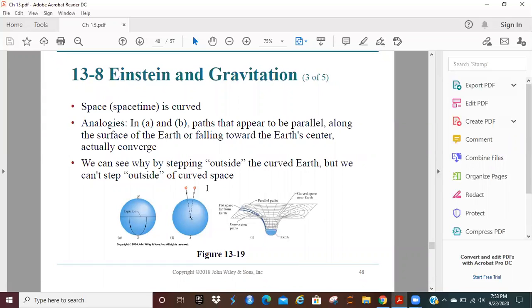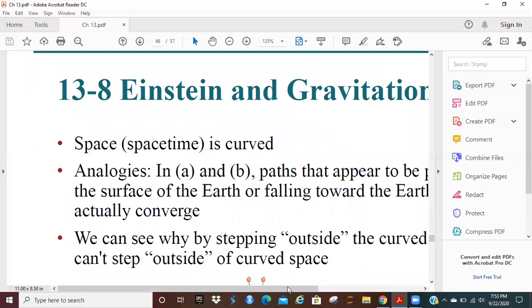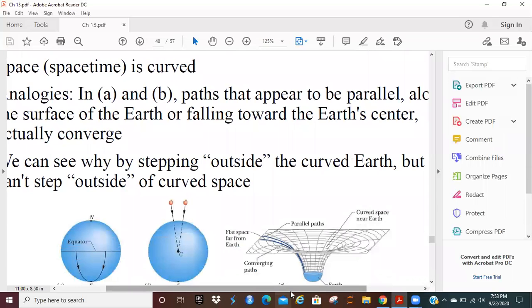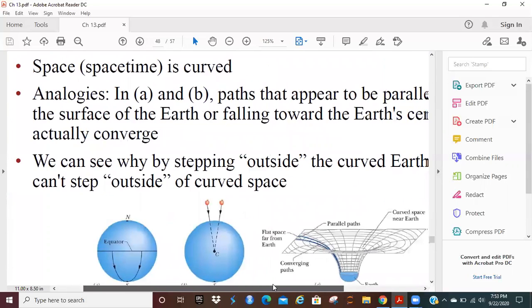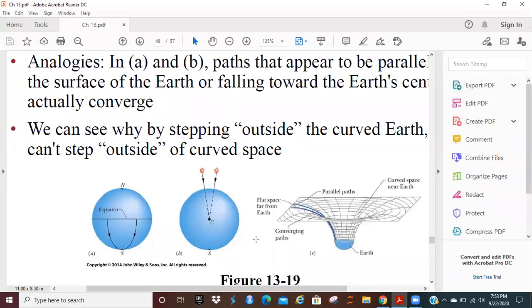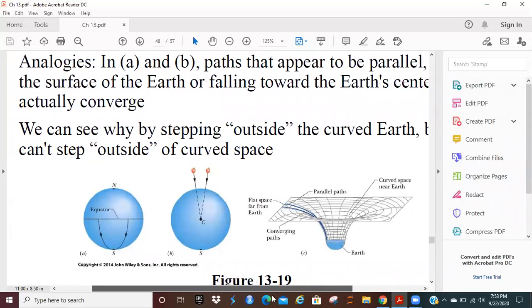So space, or space-time, is curved. If you look at A and B, paths that appear to be parallel along the surface of the Earth, falling towards the Earth's center, actually converge. You can see why by stepping outside the curved Earth, but we can't step outside of curved space.